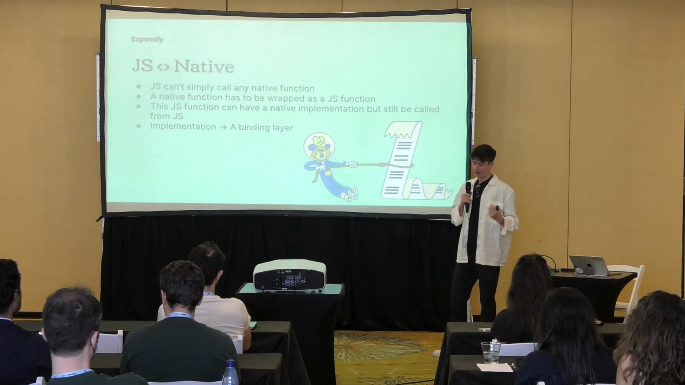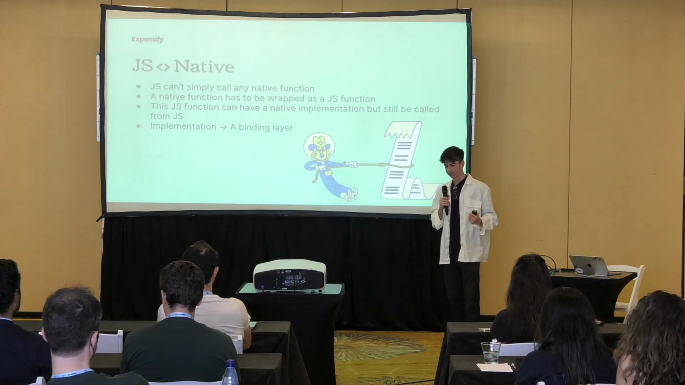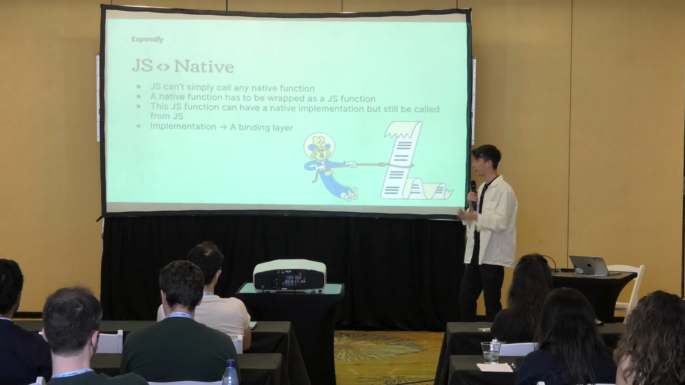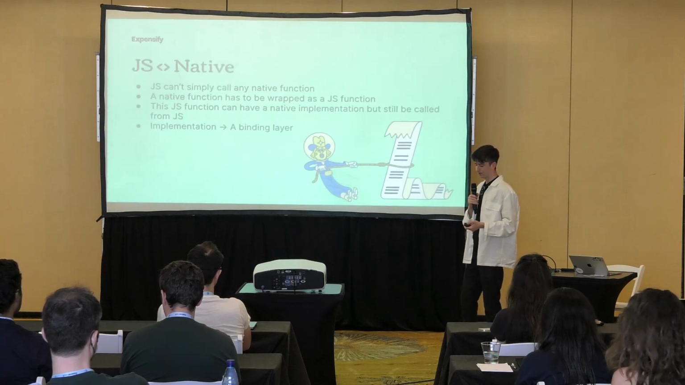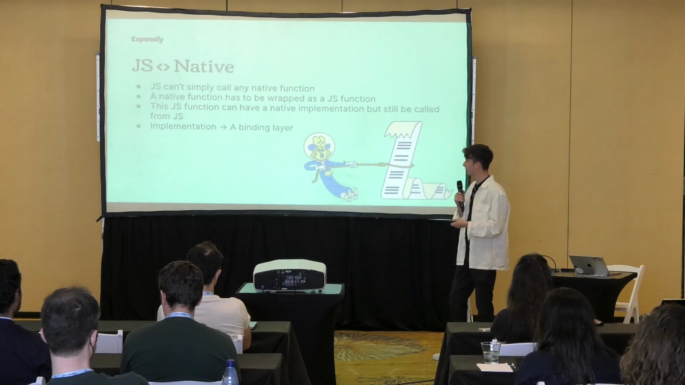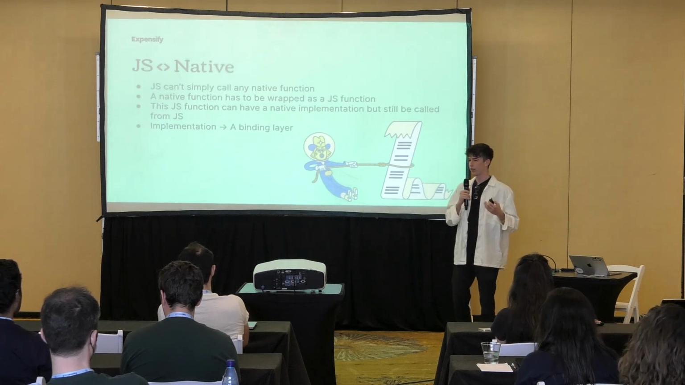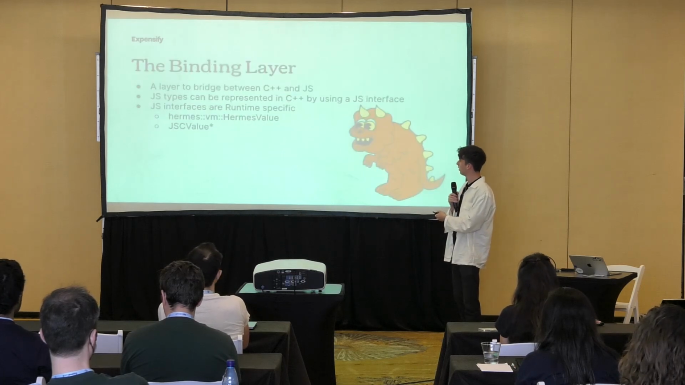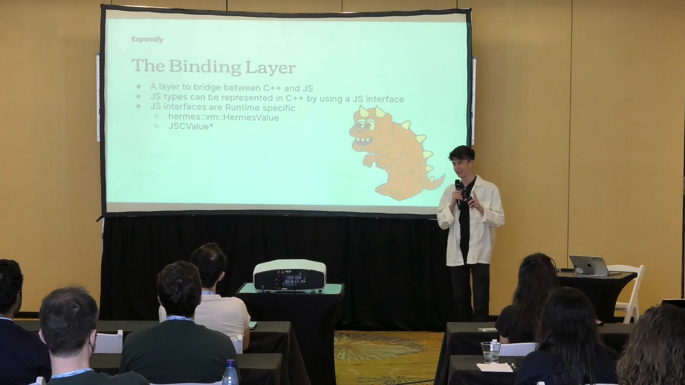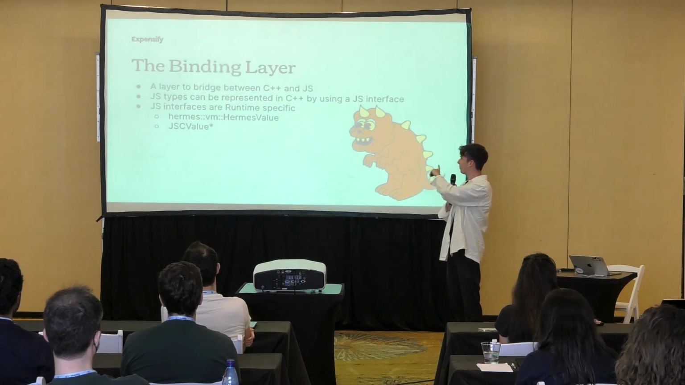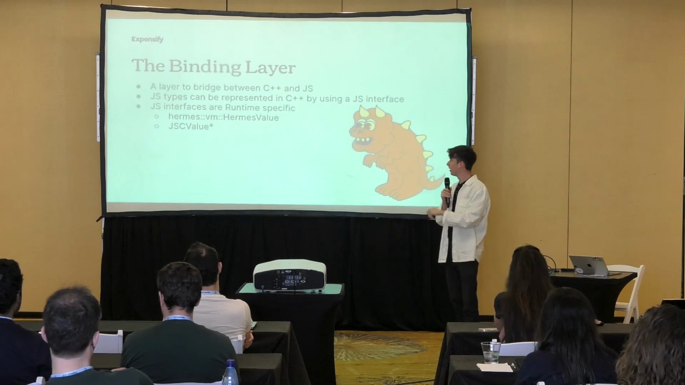And it can have a native implementation. So this sounds a bit complex. We know that we need a binding layer to bridge between JavaScript and native. But why can't we just call everything from JavaScript? This is because obviously in some cases... I think I have an example actually in a second. Okay, that's in one other slide, hold on. So yeah, we need a binding layer, as I just said, between C++ and JavaScript.